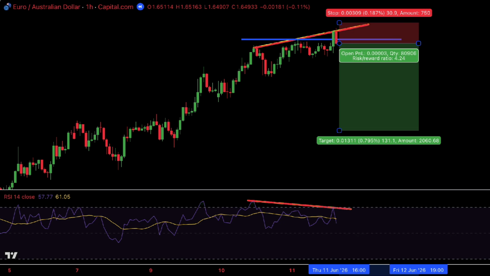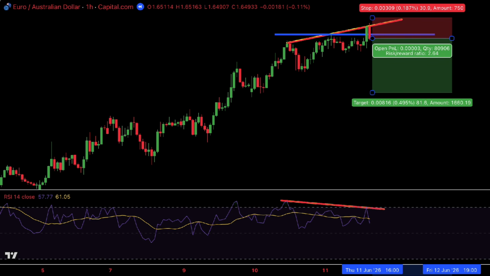To enter the trade, place your entry at the close of the candle that closes back below the resistance level. Set your stop loss above the liquidity sweep and use the next support level as your profit target. Now, look at what happened next.